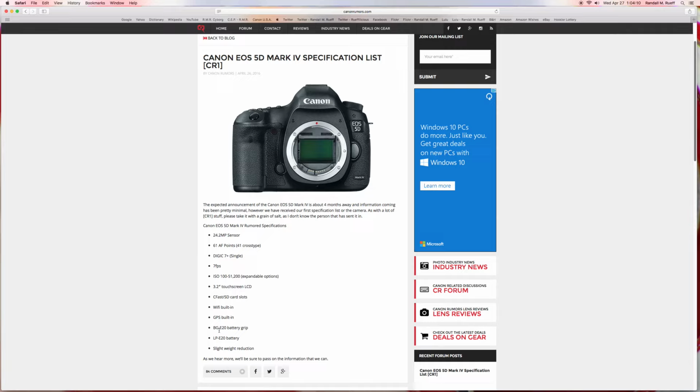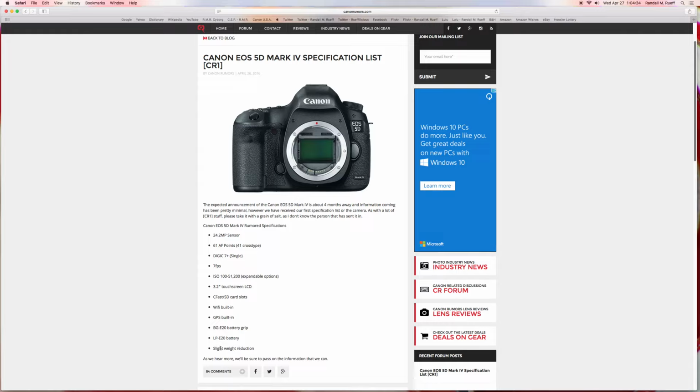Does it come with a battery grip? Or is that just an accessory? That's a good question. Probably an accessory. A BG-E20 battery grip. LP-E20 battery. Slight weight reduction. So it's going to be a little bit lighter. It's not going to weigh quite as much as the previous 5D Mark III. So that's cool. How much?